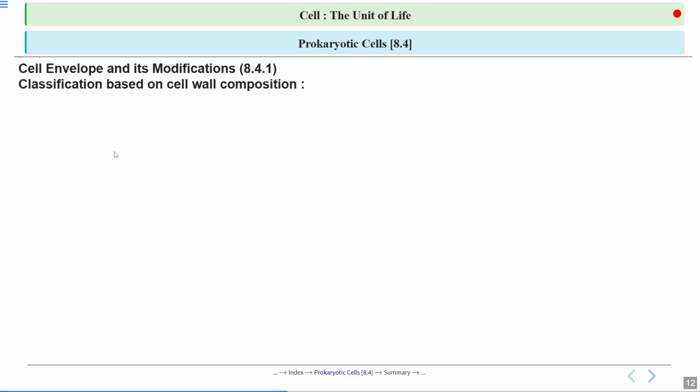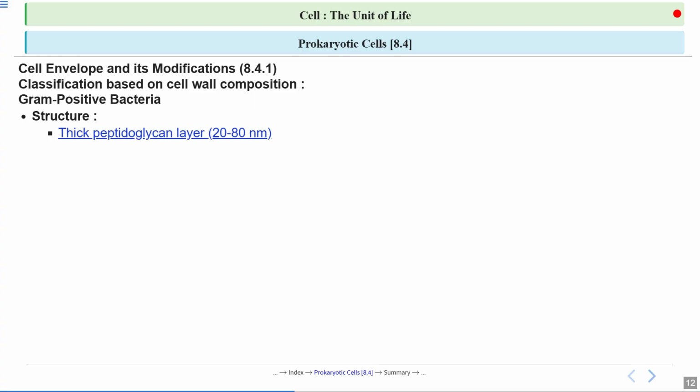Okay. Now let's talk about the classification based on cell wall composition. So bacteria can be gram positive or gram negative. Okay, what do you mean by gram positive bacteria? So gram positive bacteria will retain the purple stain. Bacteria stain purple due to the dye known as crystal violet dye. So this stains the bacteria purple.